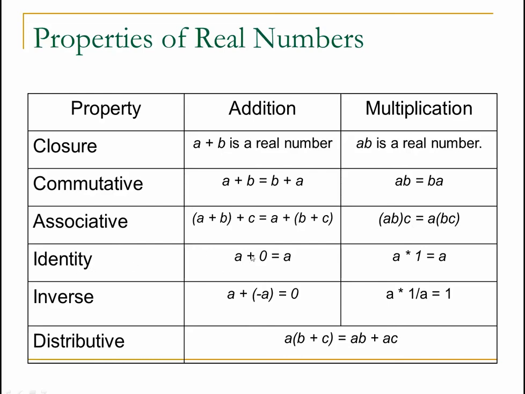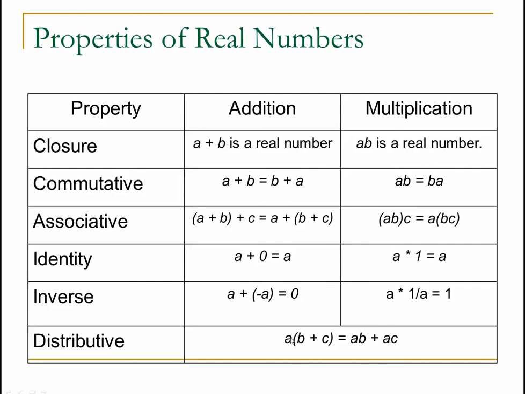Identity: for addition, if you add 0, you stay the same. For multiplication, if you multiply by 1, you stay the same. The inverse property of addition says that if you add the negative version of a number, you're going to get 0. And for multiplication, if you multiply by 1 over the number, you're going to get 1.